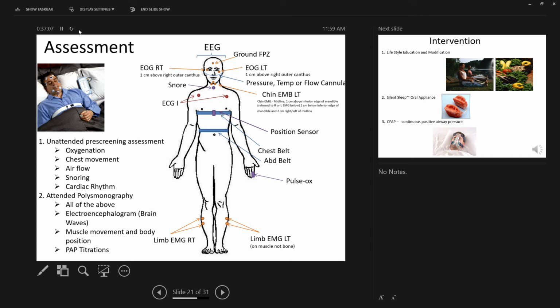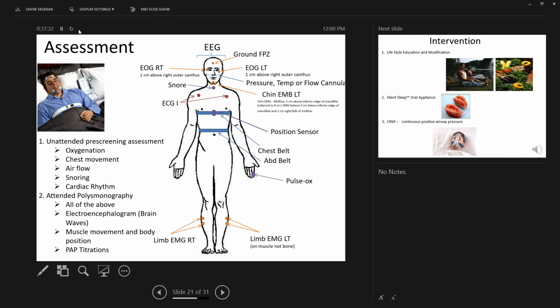So how do we do an assessment? What kind of tools do we have to assess whether or not somebody's sleeping well and whether or not they're breathing well during their sleep and whatnot? So usually the first step will be an unattended pre-screening assessment. So we send people home with a polysomnogram machine that they can set up on their own, and it's a simple version.